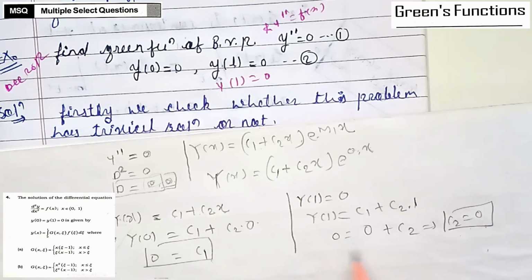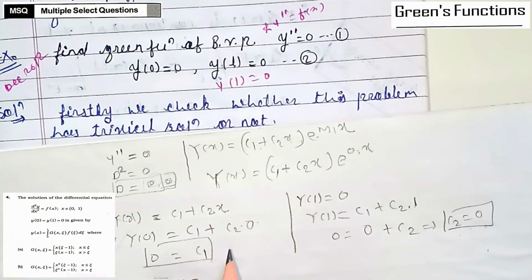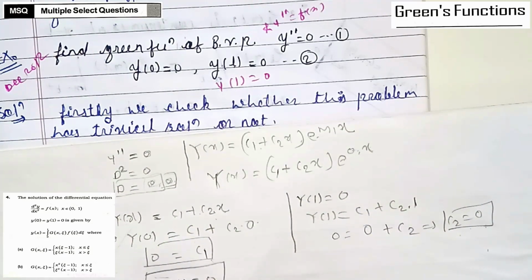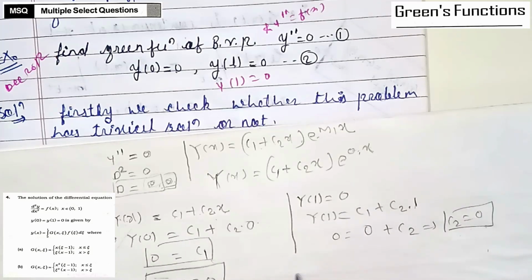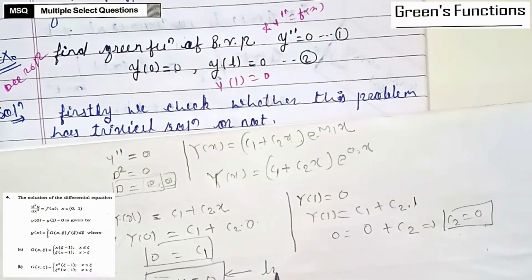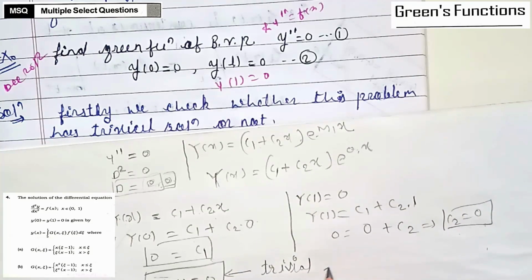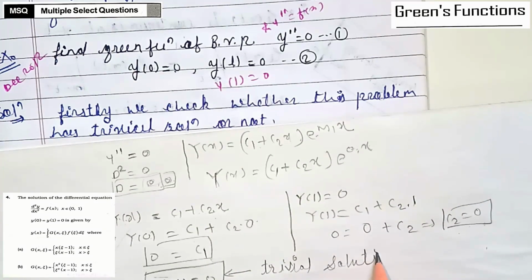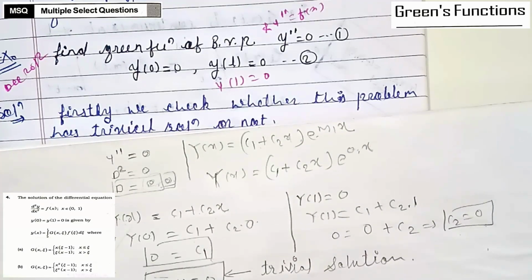Now substitute both of these values in our y of x and let's check what value comes. c1 is 0 plus c2 into 0 is 0. That means I got y of x equal to 0, which is a trivial solution.